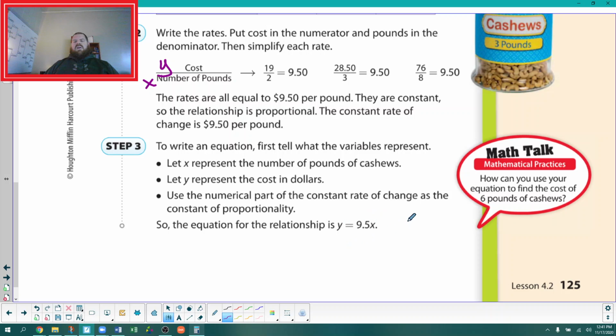This is helpful because now I can figure out how much a 10-pound container of cashews is going to be. I can find any value I want. I can predict the future, and I can even look in between here. Say they had a 1-pound container of cashews. I could figure out how much that would cost.